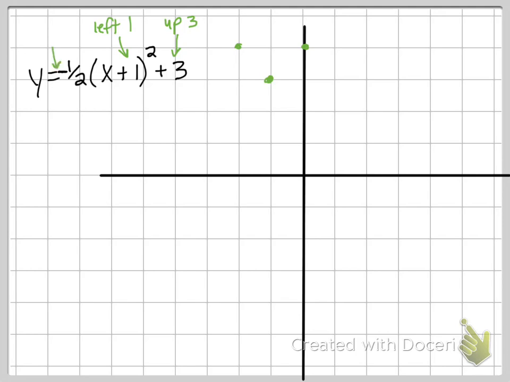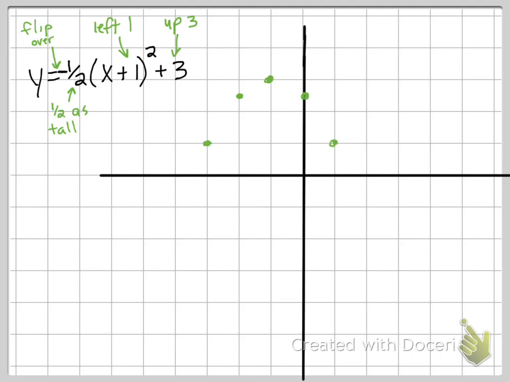But this a value is negative, which means instead of going up the 1, I have to go down the 1. So these points have to flip to the other side of the vertex. And because it is 1/2, they also have to be half as tall. So this point, instead of being up 1, has to be down 1/2. And this point too, instead of up 1, has to be down 1/2. So I'm going to go ahead and move those.